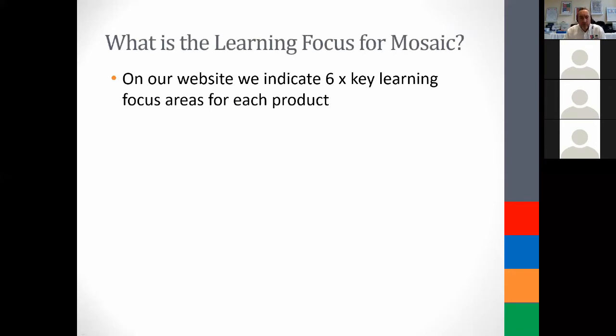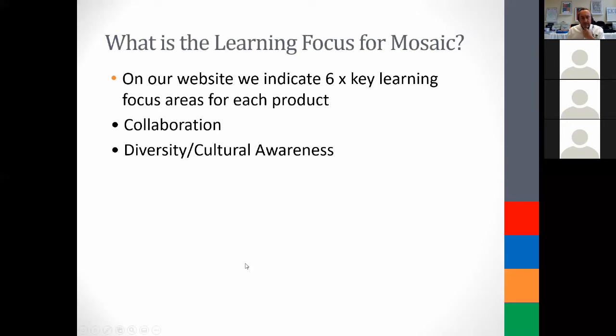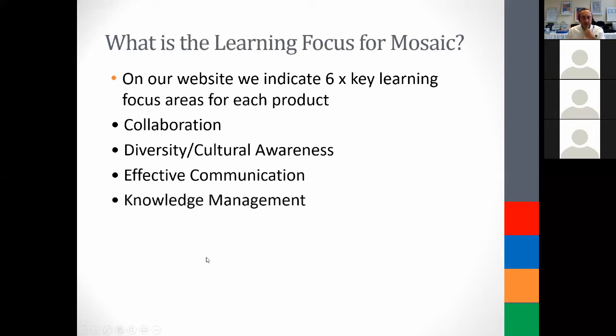And in terms of how we have developed this, there are 6 key learning focus areas for every product. But for Mosaic, certainly number 1 is about collaboration. This idea of diversity in its widest sense, so diversity of thought, diversity of input, diversity of team working styles, effective communication. Once that first 5 minute barrier is removed, there's lots of opportunities for communication amongst the group.